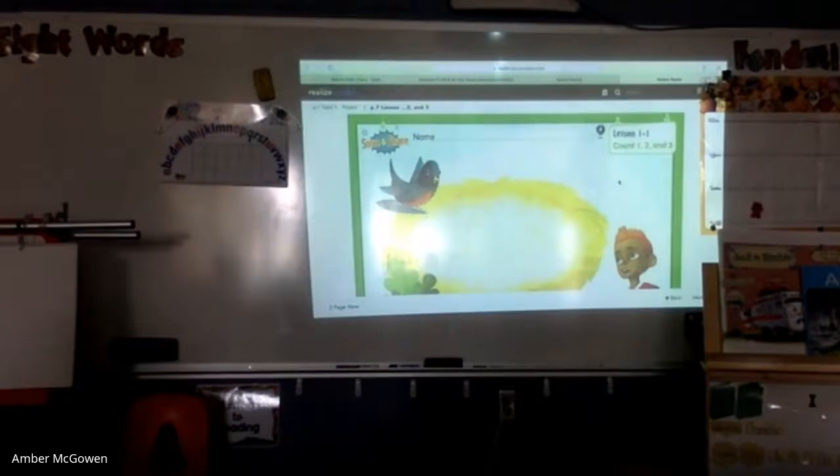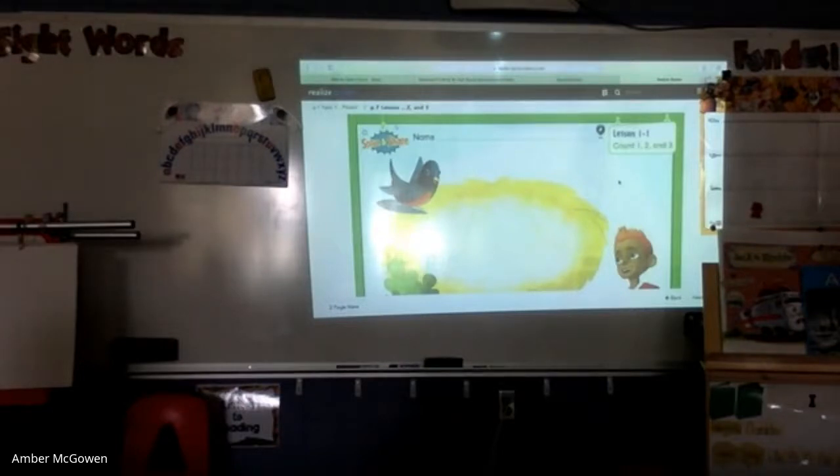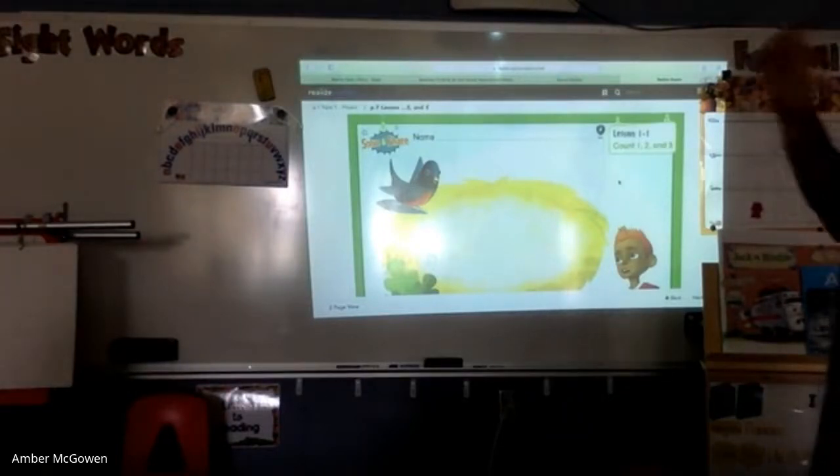It's not really dark. What's the last page number? We are doing pages 7 all the way to 12. Oh, that's a big number. It is a big number. So we're doing pages 7 through 12, all of lesson 1-1.